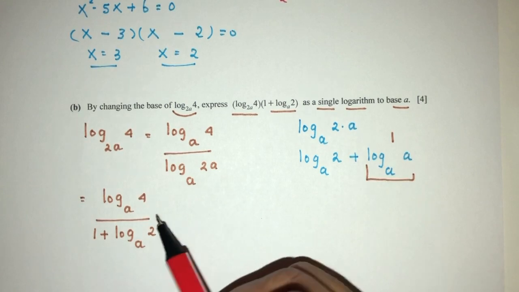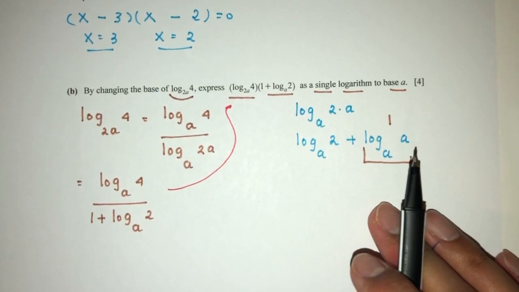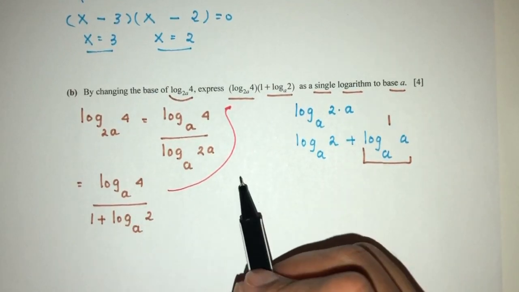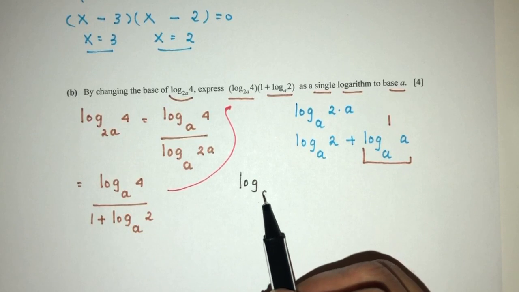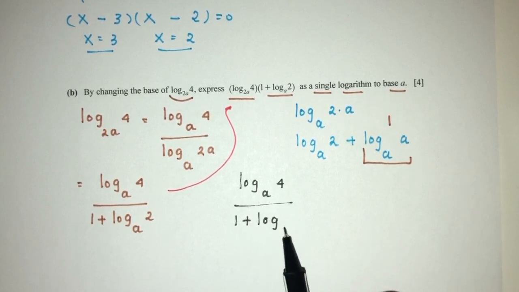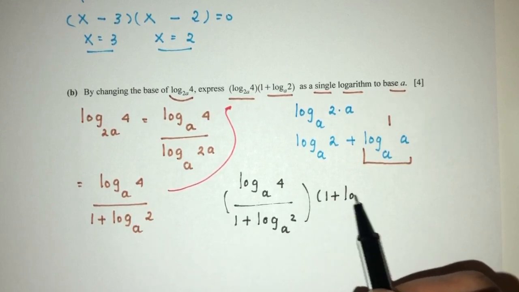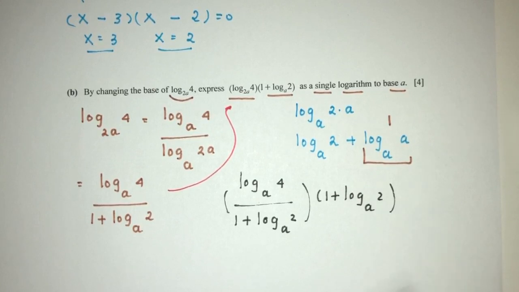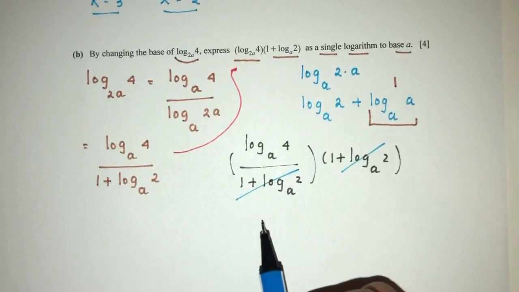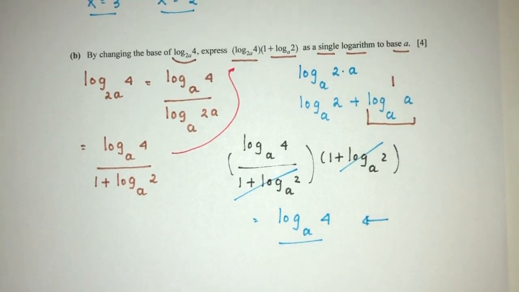Okay, now replace in this. Let's see how we can simplify this. So in this equation we have this is equal to this, so log base a of 4 over the value of 1 plus log base a of 2, multiplied by 1 plus log base a of 2. As you can see, clearly these two are the same. Cancel out. So you will have log base a of 4. This is your question 11 for part A and B.